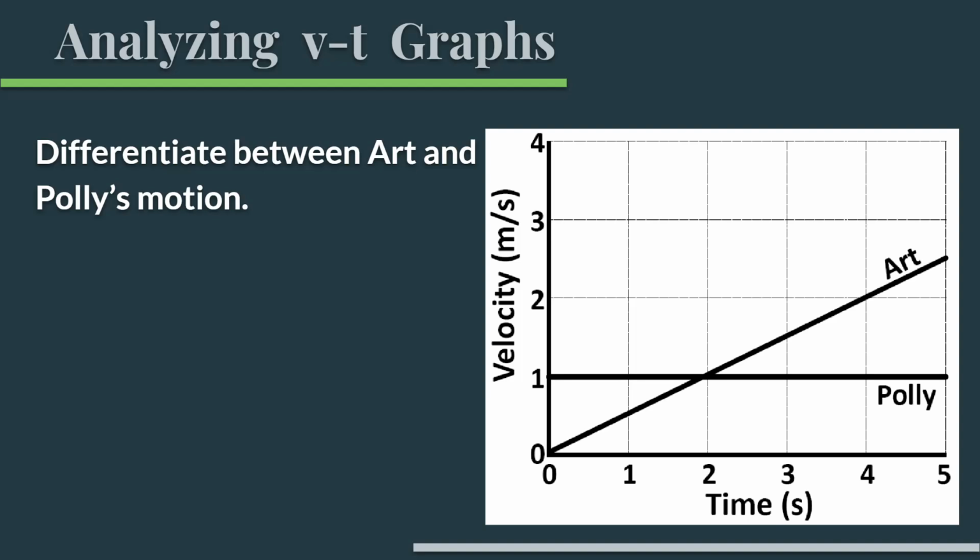All right, here is a velocity time graph, different type of graph. Same question, different people, but differentiate between Art and Polly's motion. I'm going to set another timer, this time only for 18 seconds, but you better turn and talk to somebody so that if I call on you, you know what to say. Go ahead.